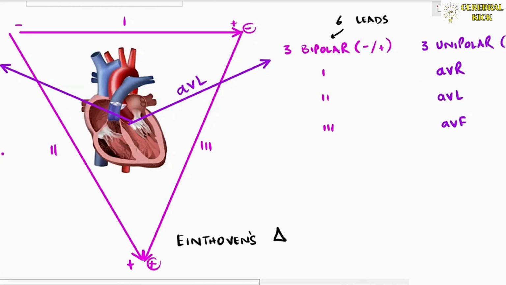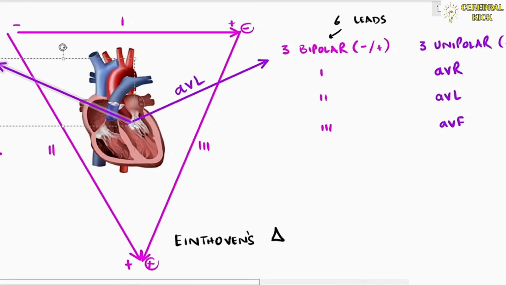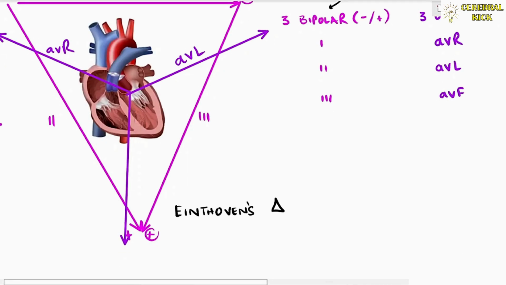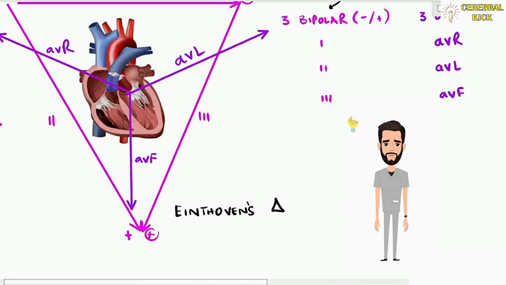We have the AVR that judges the average between lead 1 and lead 2. And then we have the AVF that is the average between lead 2 and lead 3. You must be asking in your mind, why such complex leads and different directions, and why these specific directions?